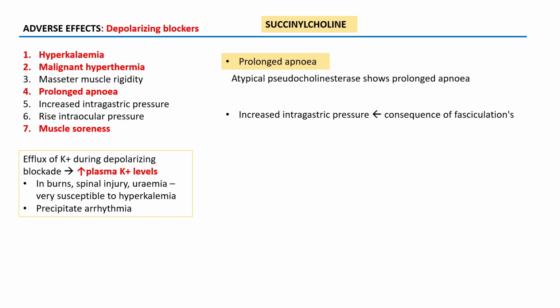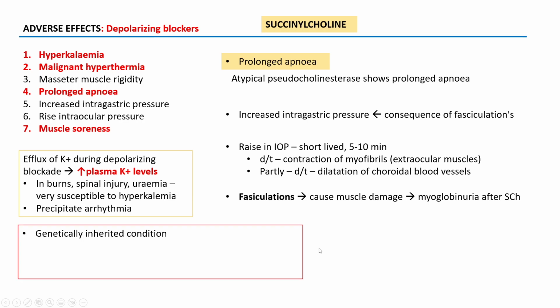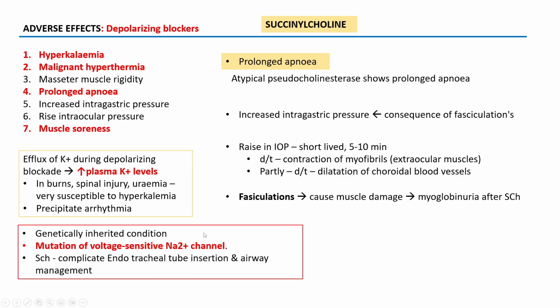Then there is increased intragastric pressure, mainly due to the consequences of the fasciculations. Rise of intraocular pressure is short-lived, for 5 to 10 minutes, mainly due to the contraction of the extraocular muscles, and partly due to dilation of the choroidal blood vessels. The fasciculation can cause damage to the skeletal muscle. It can lead to breakdown of the muscle, leading to myoglobinuria after succinylcholine administration. And in genetically inherited conditions, there can be mutation of the voltage-sensitive sodium channels, and in such individuals, succinylcholine can complicate endotracheal tube insertion as well as airway management.